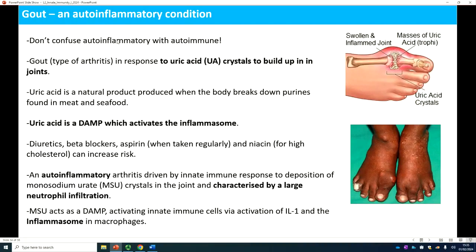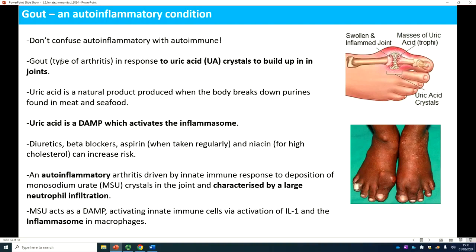An example of an auto-inflammatory condition would be gout. And I've put here, it's really important that you don't confuse auto-inflammatory with autoimmune. Auto-inflammatory would be dealing with aspects of the innate immune system, whereas autoimmune would be dealing with aspects of the adaptive immune response. So they're actually controlled by different aspects of the immune system.